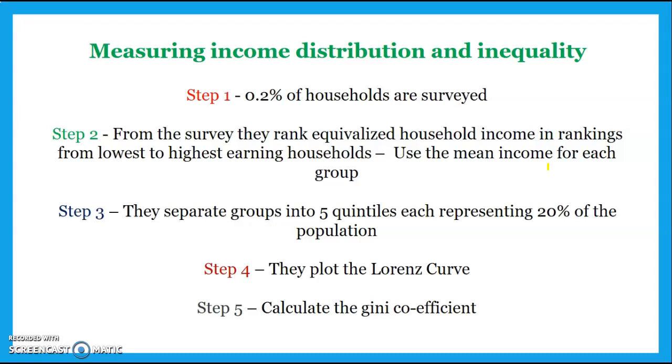Then what they do is they rank their equivalized household disposable incomes from lowest to highest. So if you remember this lining up in the back of the room in class, you use the mean income for each group and they rank them all from lowest to highest. They separate them into 5 groups or 5 quintiles, from the bottom 20% or lowest income earners all the way to the top. They plot the Lorenz curve and they calculate the Gini-Coefficient. So they're the 5 steps, and we're going to explain each of them in more detail now.